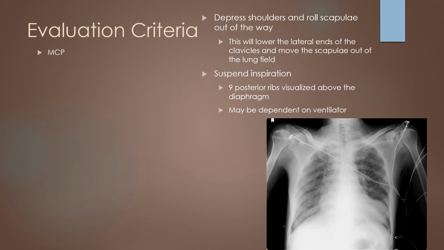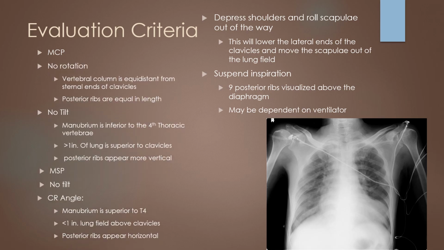So when we get to the actual evaluation criteria that's stated in our book, we see that our mid-coronal plane, if we're truly parallel, should have no rotation. And we will identify whether there's rotation or not by evaluating the vertebral column and making sure that that column is equidistant from the sternoclavicular ends. So if you're looking closely here, here's one sternoclavicular end, here's the other. This patient is obviously rotated.